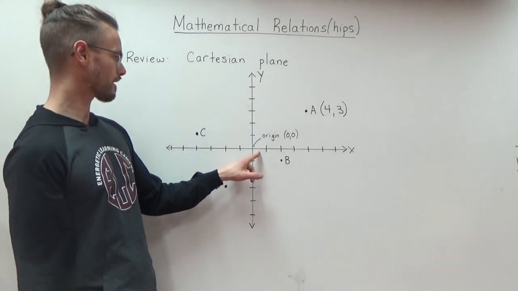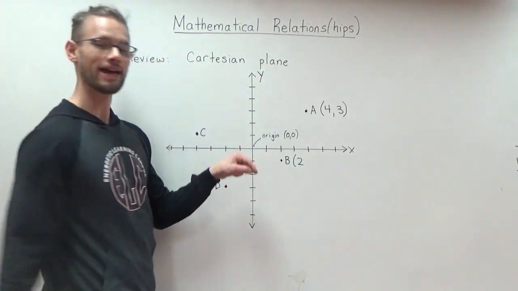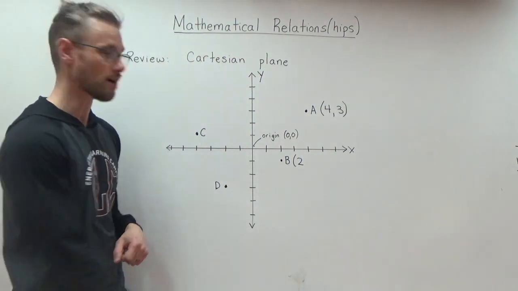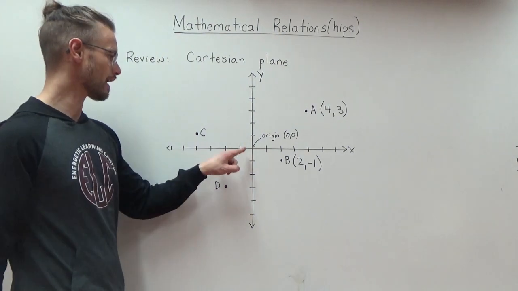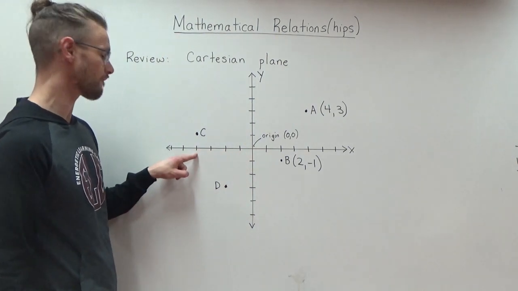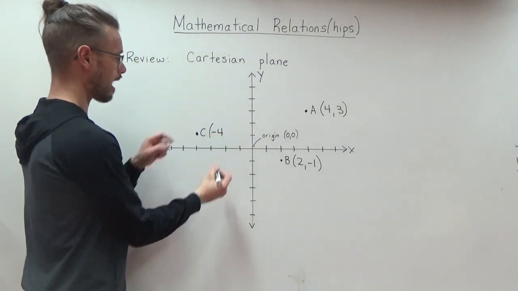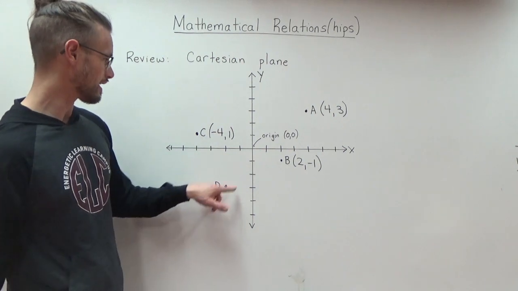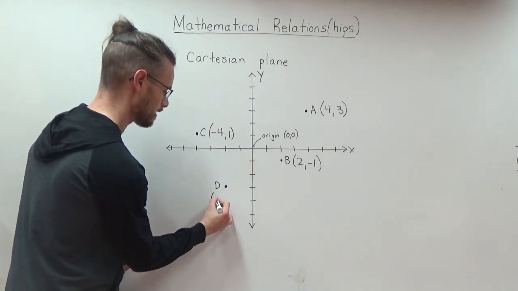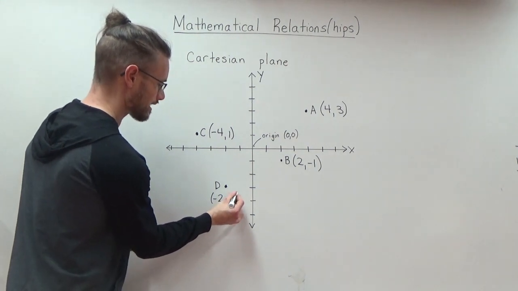B, well, I'm counting 2 points to the right. So that's positive 2, and I'm counting 1 unit down, so that is negative 1. C, I'm counting 1, 2, 3, 4 units back, so that's negative 4, and up 1 unit, so that's positive 1. And finally, D, I'm counting 2 units back, so that's negative 2, and 3 units down, so that's negative 3.